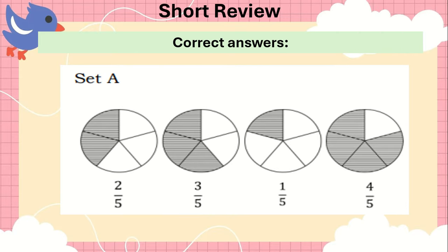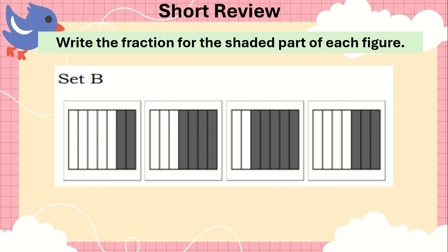For the first one, we have 2/5. Next, 3/5. For the third one, 1/5. And for the fourth one, we have 4/5. Let's move on with set B. Write the fraction for the shaded part of each figure.